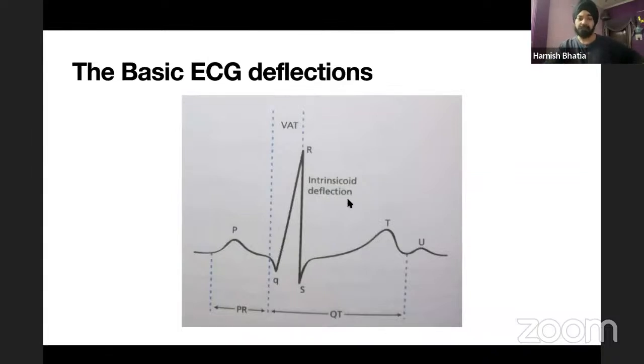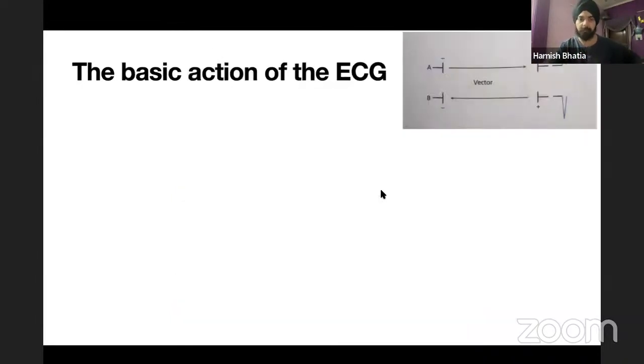Okay, so these are the basic ECG deflections. Now how these deflections happen and what happens, this is what is important to see. This ventricular activation time and intrinsic deflection, we will see towards the end of this class itself. So just wait. These topics are slightly difficult to understand, but when you go through the entire thing, you'll understand it later. At this point, if I tell you, you'll not understand, so we'll see it later.